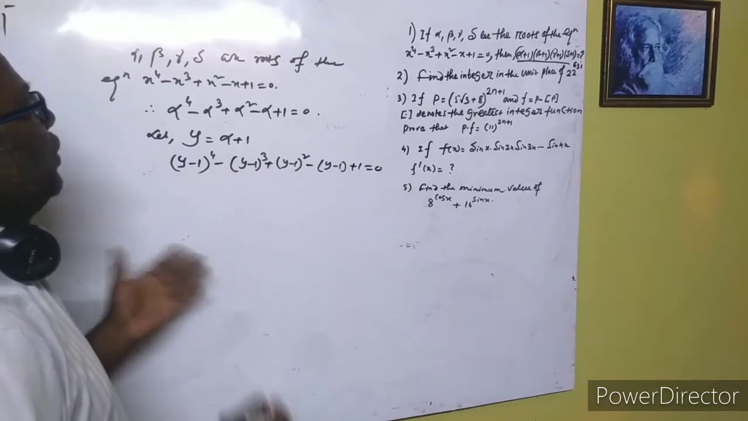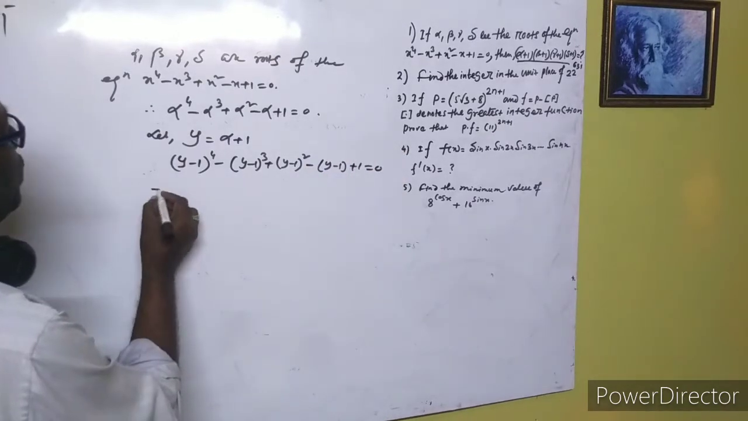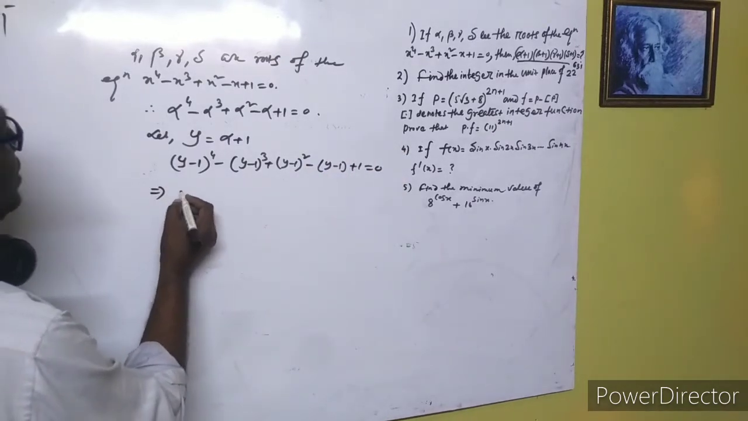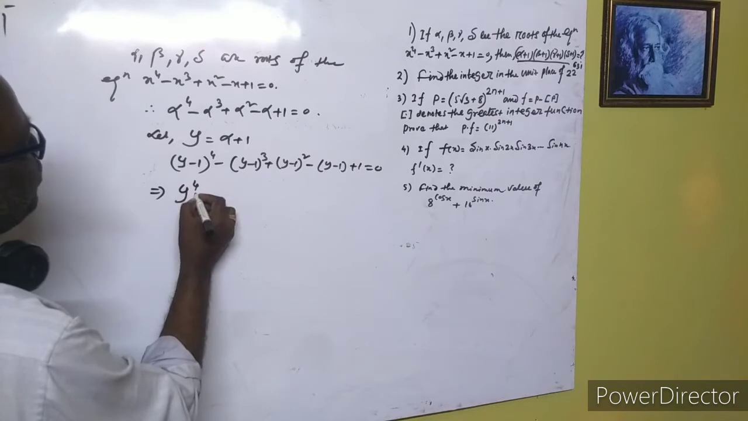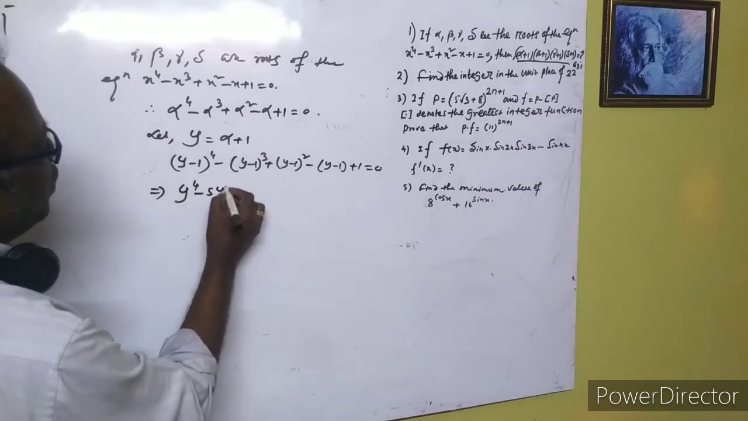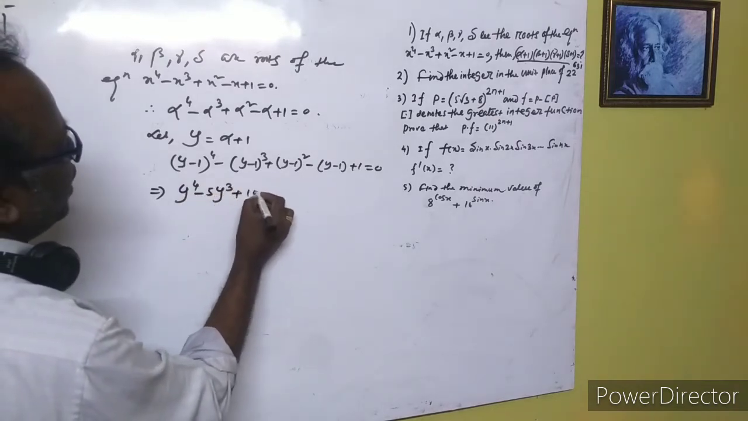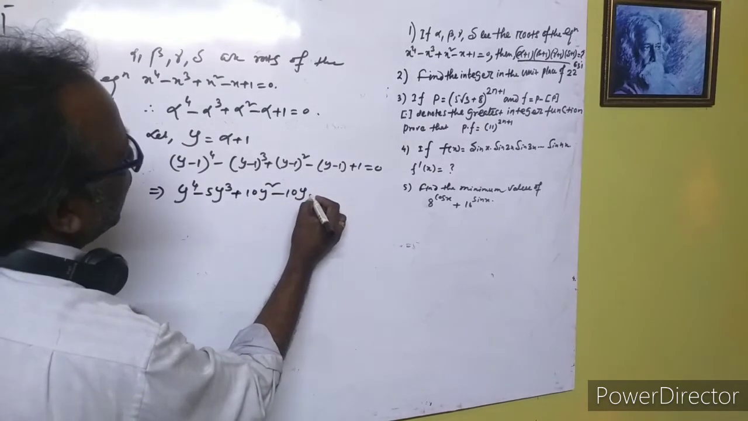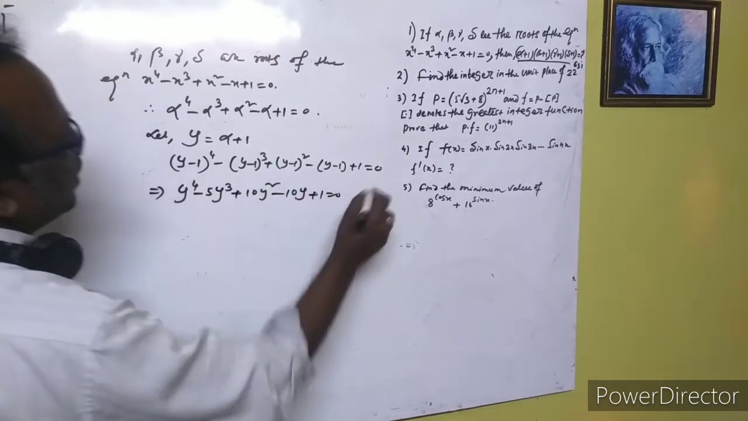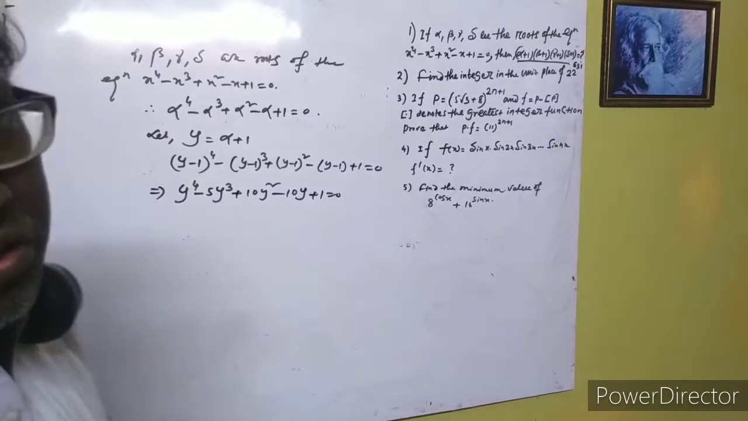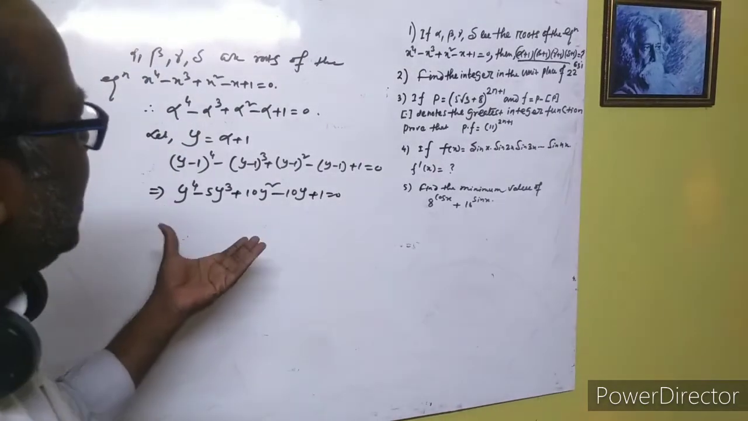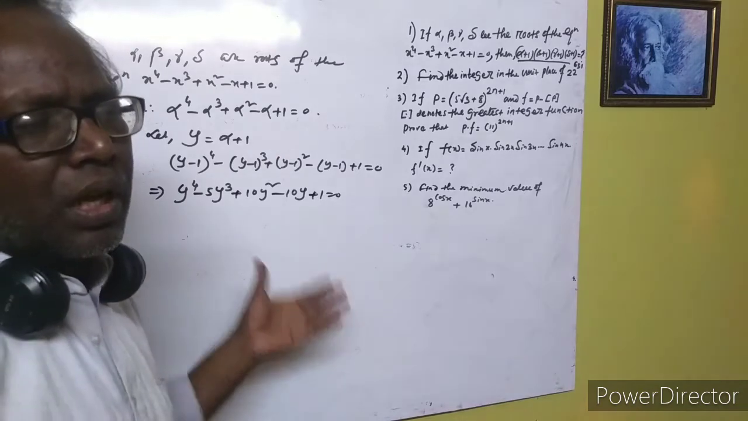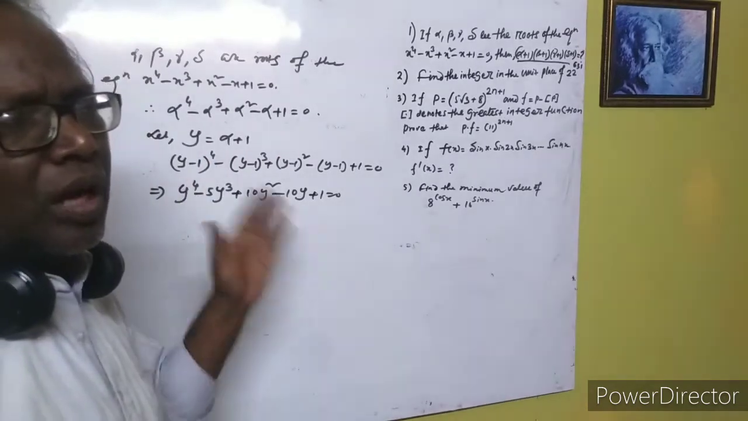So use this binomial formula and simplify the total expression, then we get y to the power 4, plus 5 into y to the power 3, plus 10 into y square, minus 10 into y, plus 1 equal to 0. If we expand this, then we get this equation, and this is the equation whose roots are alpha plus 1, beta plus 1, gamma plus 1 and delta plus 1.